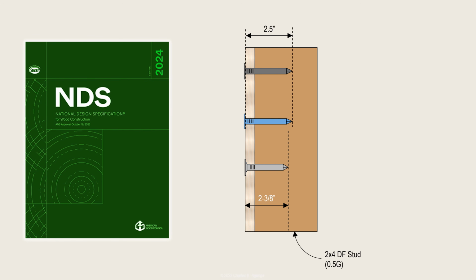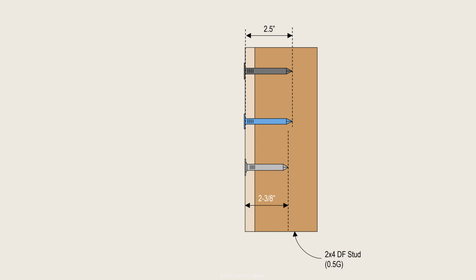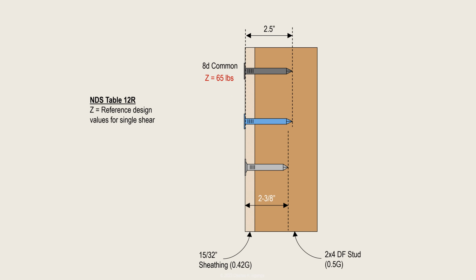The design values for nails in wood construction are provided in the National Design Specification for Wood Construction. This specification may be purchased from the American Wood Council or freely viewed from their website. According to Table 12R of the National Design Specification for Wood Construction, the reference design values for nails attaching wood structural panels to wood members in single shear are as follows. For this example, we are using 15/32 wood structural panels. 8-penny common nails have a reference design shear strength of 65 pounds. 8-penny box and 8-penny sinker nails have a reference design shear strength of 50 pounds.